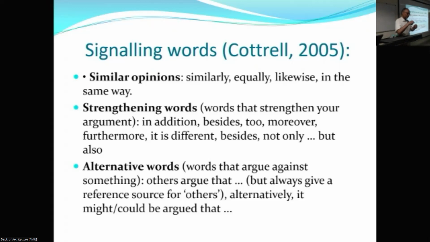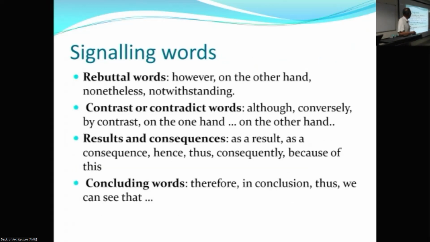If you want to strengthen something, these words can be used: in addition, moreover, furthermore. For alternatives, others argue, alternatively, it could be argued. All these words can be used. For rebuttal, when you try to refute some argument, and for contrast: on the one hand, on the contrary, Mr. X has.